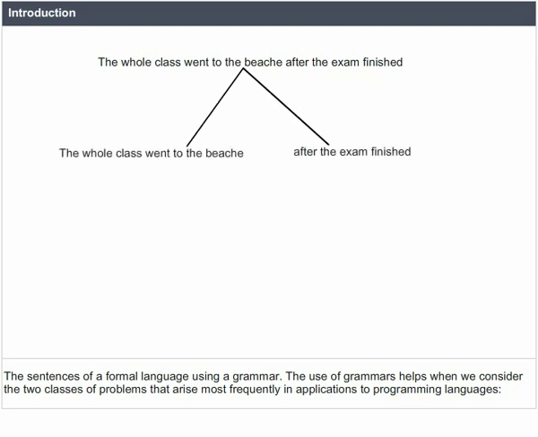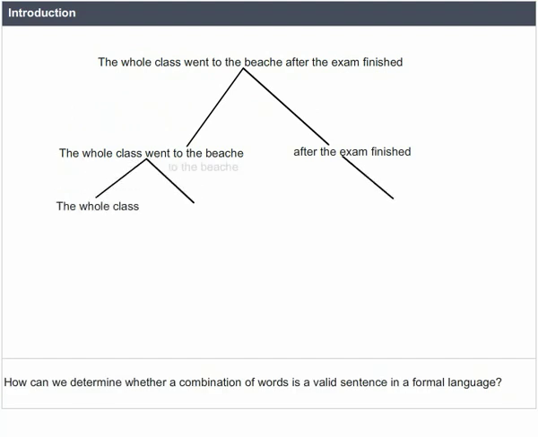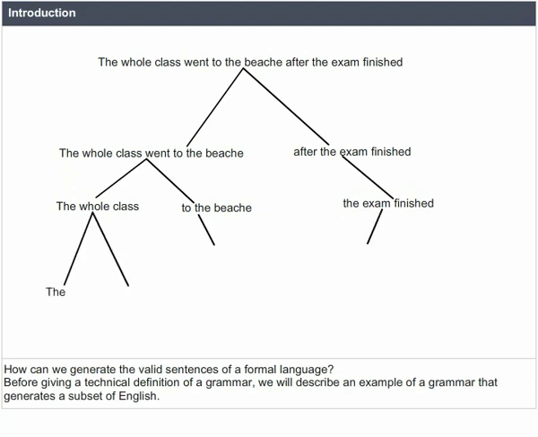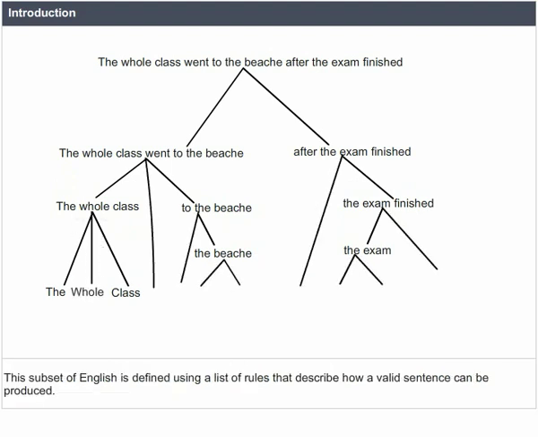Use of grammars helps when we consider the two classes of problems that arise most frequently in applications to programming languages. How can we determine whether a combination of words is a valid sentence in a formal language? How can we generate the valid sentences of a formal language? Before giving a technical definition of a grammar, we will describe an example of a grammar that generates a subset of English. This subset of English is defined using a list of rules that describe how a valid sentence can be produced, as shown in the figure.